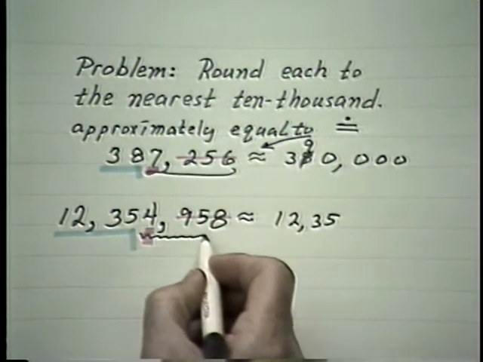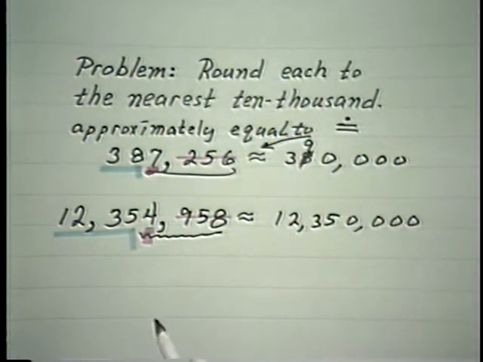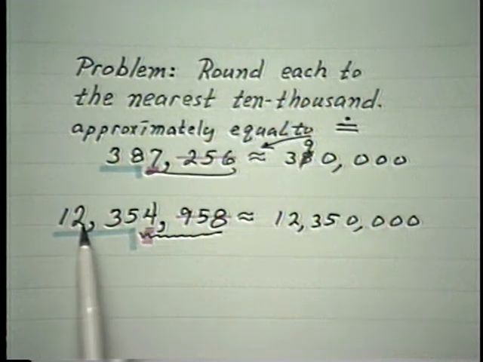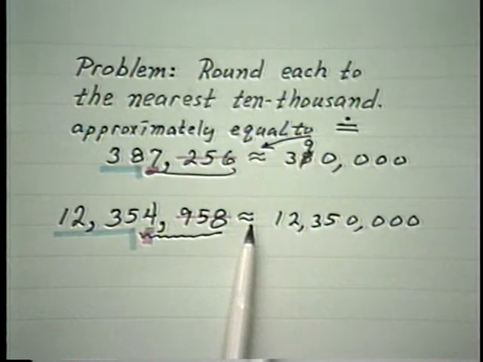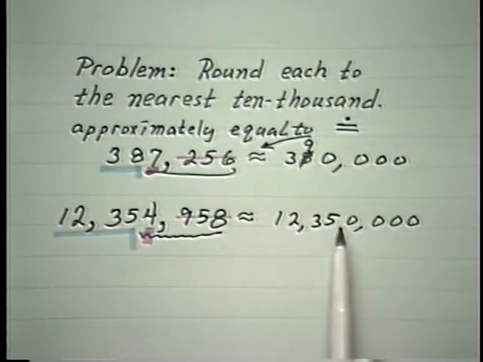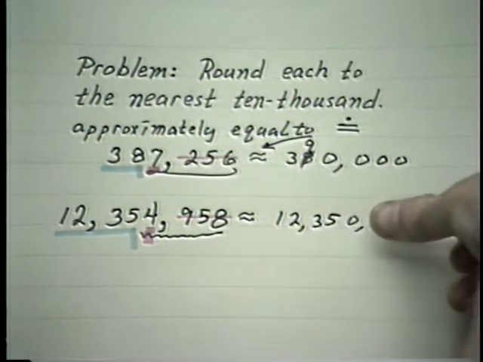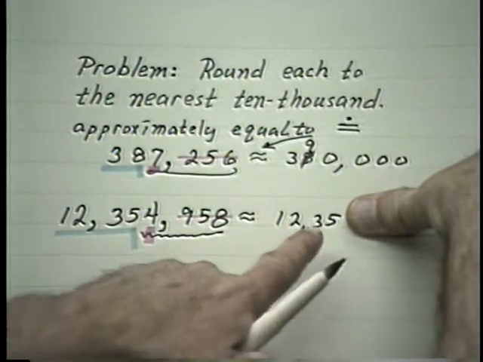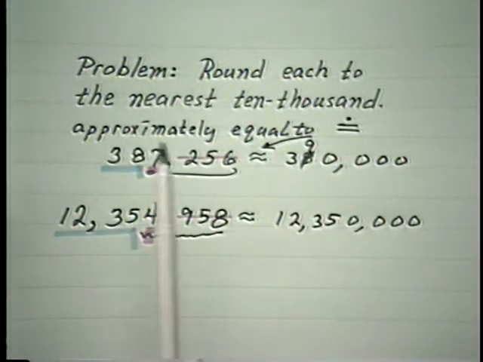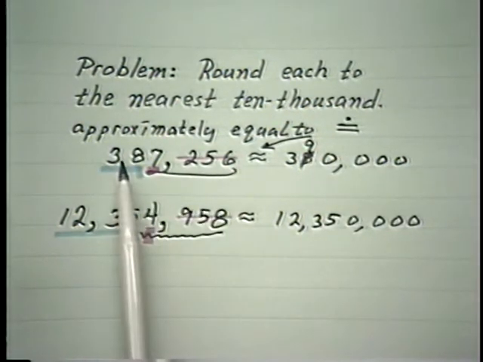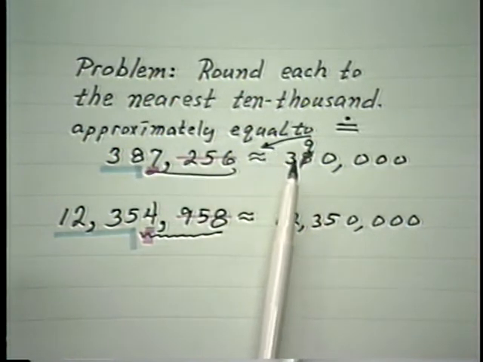These digits here are replaced by zeros, so that we can now say the number 12,354,958 is approximately equal to 12,350,000. See, we need those zeros to keep the magnitude of the number, because if they weren't there, this number for sure is nowhere close to being approximately equal to that. Same thing here. The number 387,256 is approximately equal to 390,000.